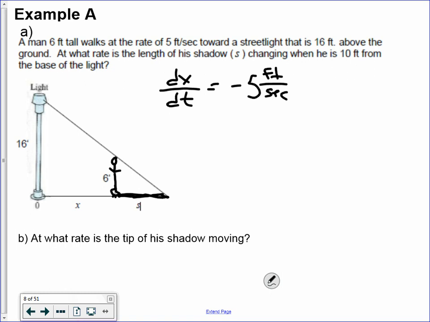At what rate is the length of his shadow changing? So what are they asking us for? ds dt. When he is 10 feet from the base of the light. So when, what equals 10? Yes, x equals 10. Nice. So we got our setup.